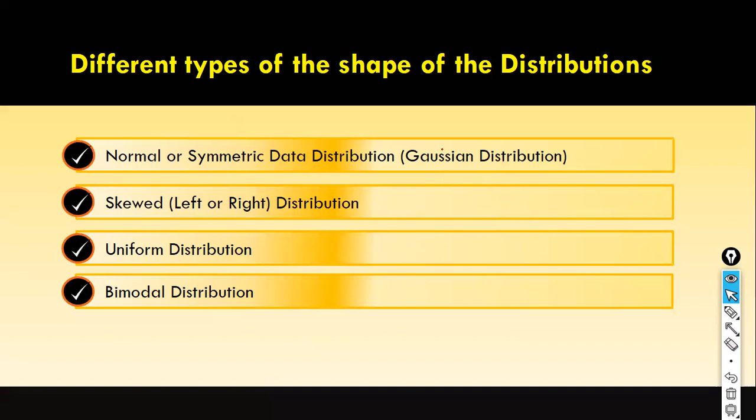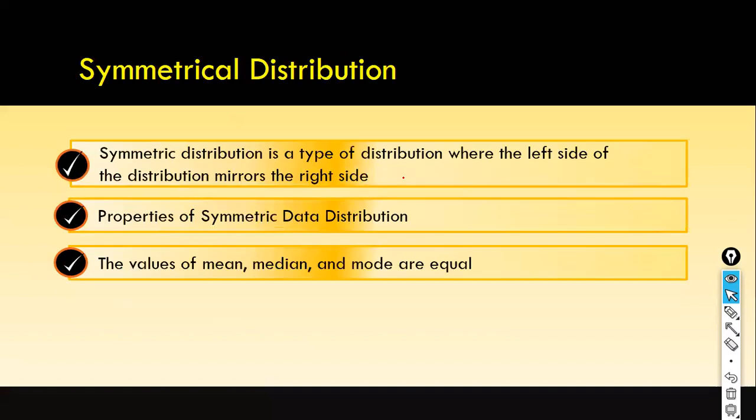First of all, what is a normal distribution? What is a symmetric distribution? What are the properties of a symmetric distribution? A symmetric distribution is also called a normal distribution or bell curve. It is a type of distribution where the left side mirrors the right side.